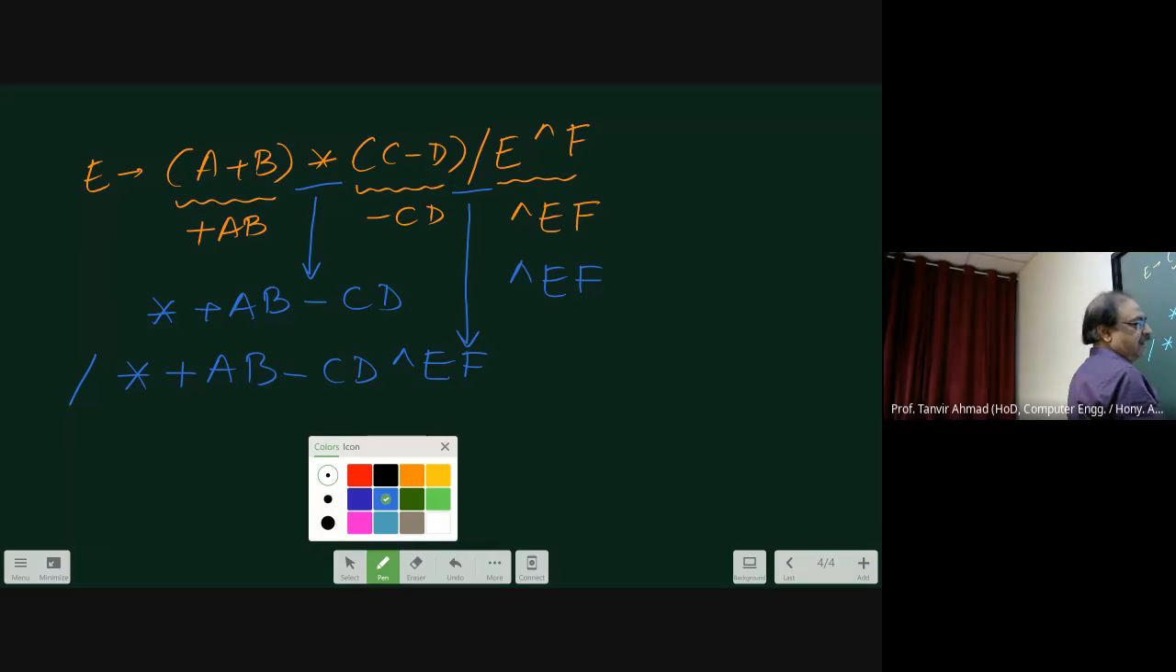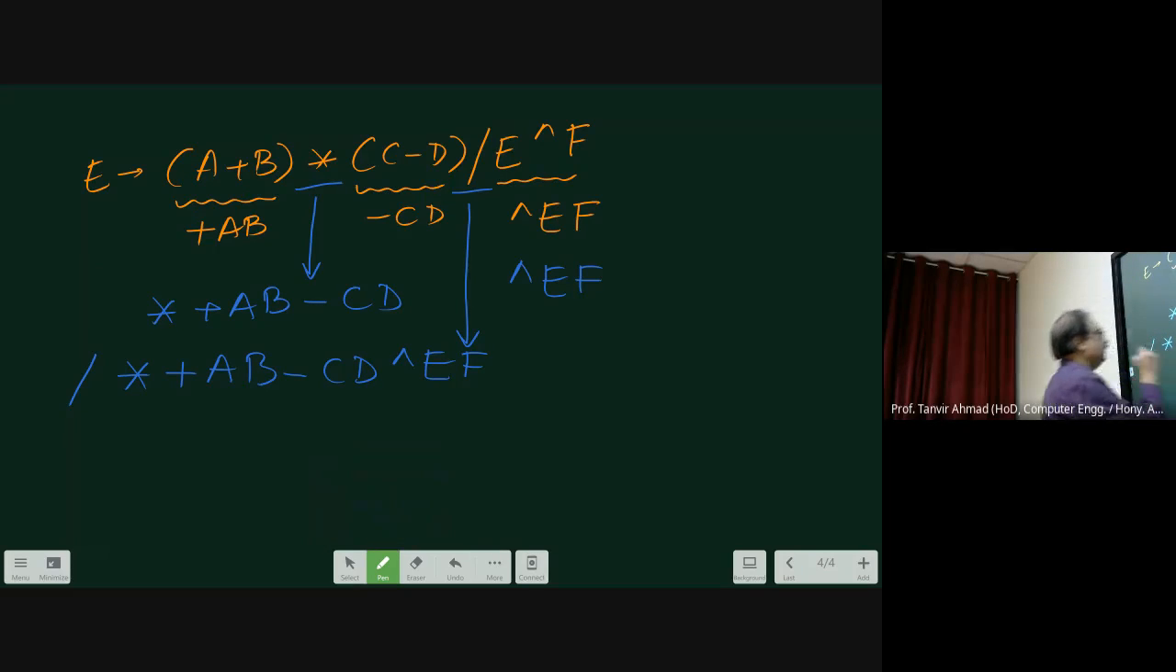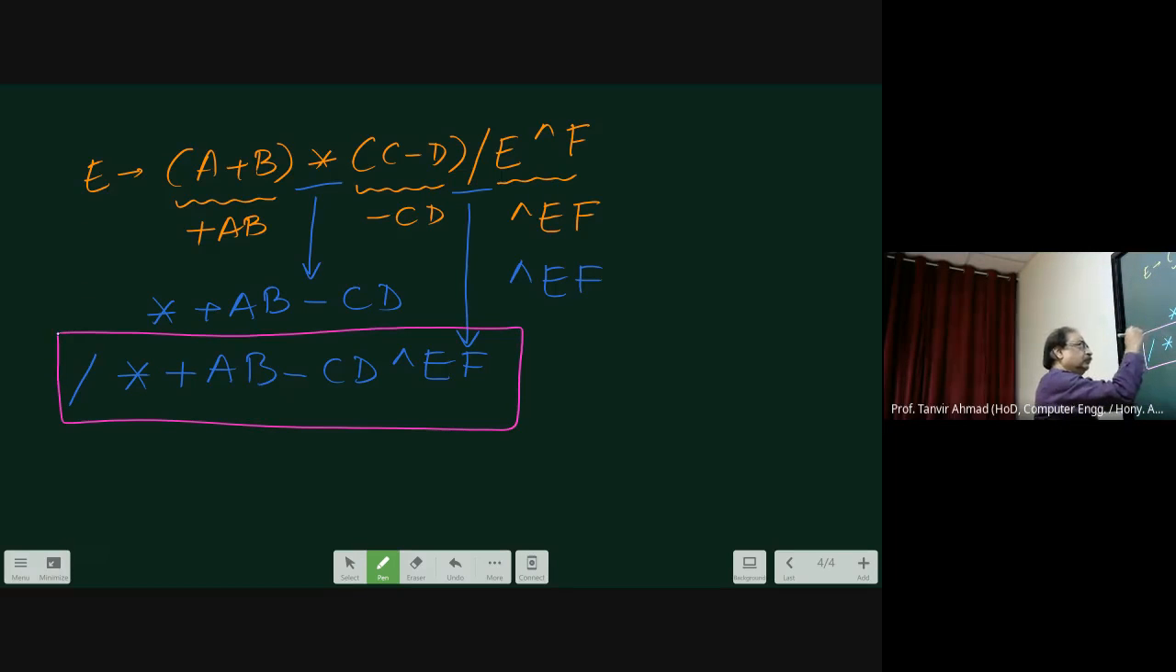And this is the final expression. If you are going to fill, this is the final expression. And running the algorithm, you should be able to get this expression. That is the perfect expression. You will be getting this expression if you are running that algorithm.